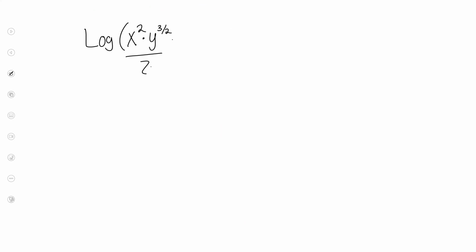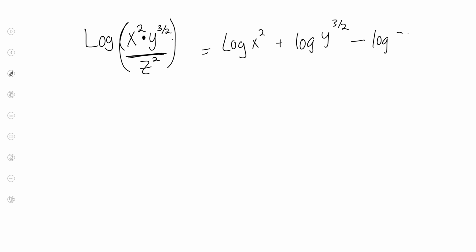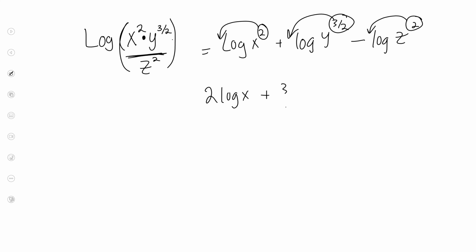In order to do these, you have to remember the properties of logs. So let's say, for example, I have log of x squared times y to the power of 3/2 over z squared. I'm going to go ahead and expand this. Remember, whenever you have multiplication, that means you are adding. So this will be log of x squared plus log of y to the 3/2. Whenever you're dividing, you are subtracting. So log z squared. And remember, guys, exponents become coefficients. So your final answer would be 2 log of x plus 3 halves log of y minus 2 log of z.